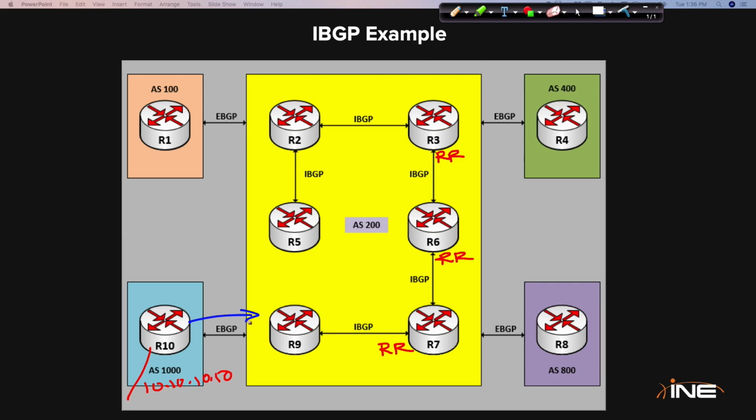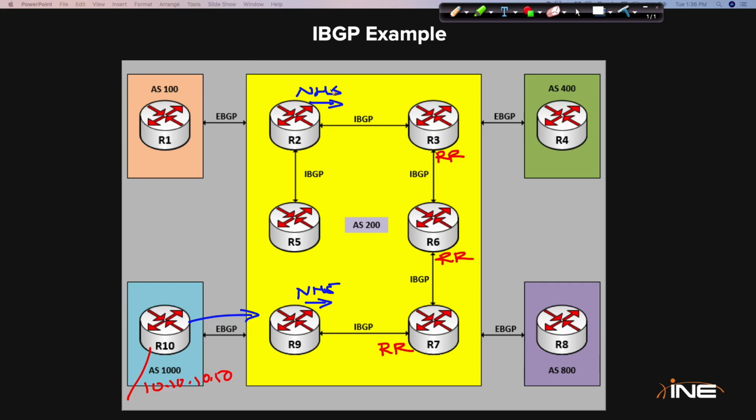Now the problem is, when R7 gets it, R7 would not be able to reach the next hop. That's why R7 would not install the route in his routing table. That's why I would need to configure R9 with the next hop self command towards R7. Similarly, on R2, I had to configure next hop self towards R3. Only then the routes of R1 and R10 would be reachable by everyone.